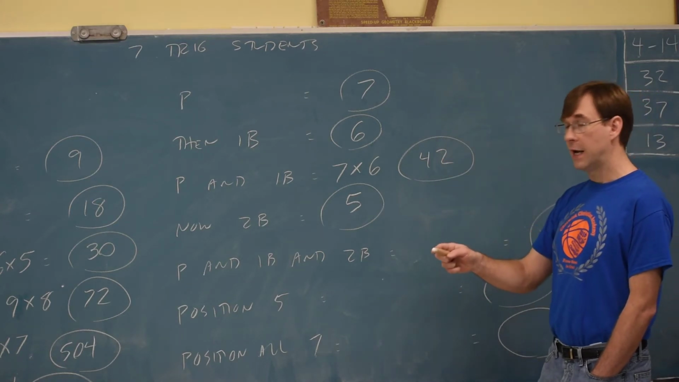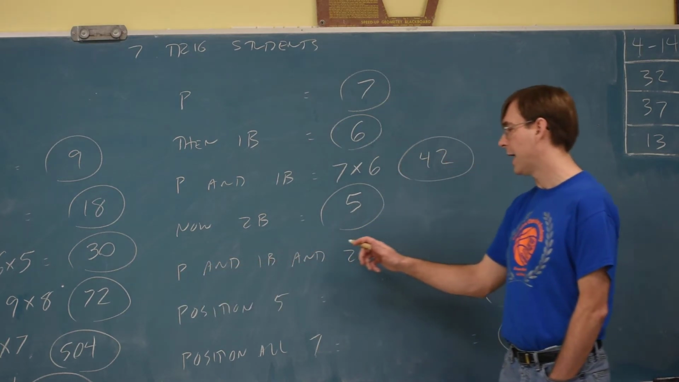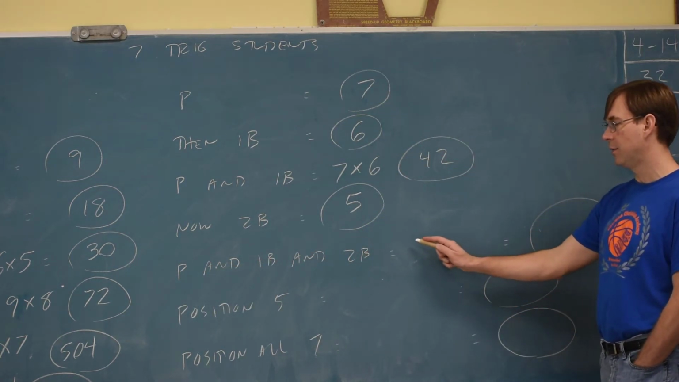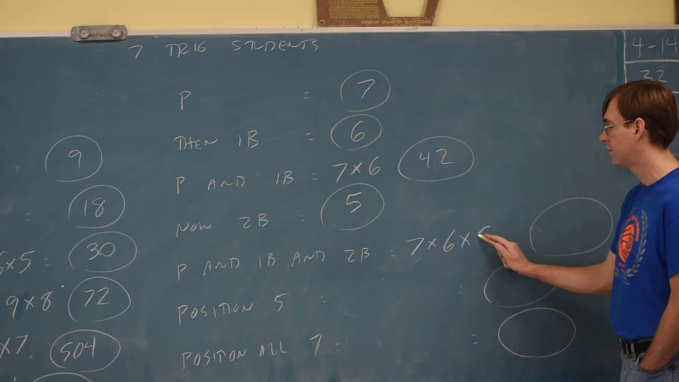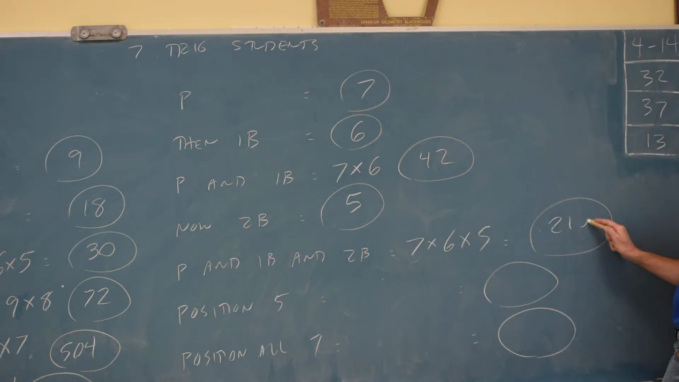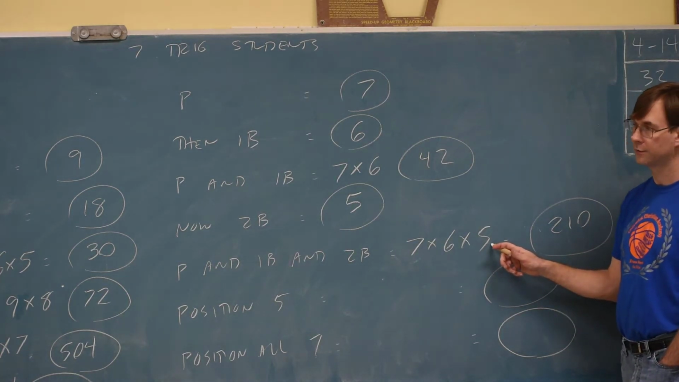Then if I want to retread to the beginning of the story, I want to pick a pitcher and a first baseman and a second baseman, as I just did, but in one big swoop, I'd have 7 times 6 times 5 to come up with 210 ways I could slot those 3 positions.